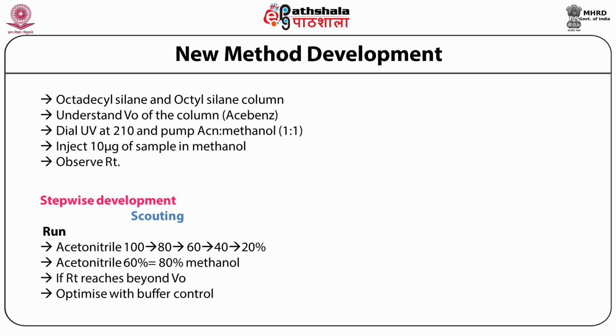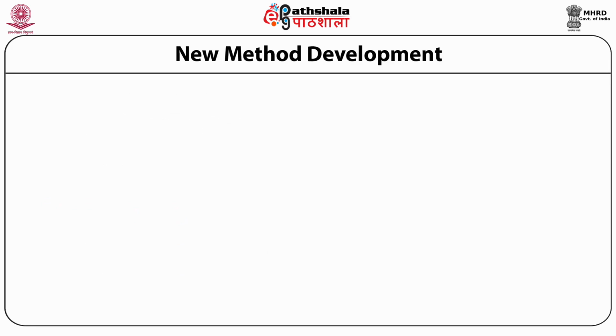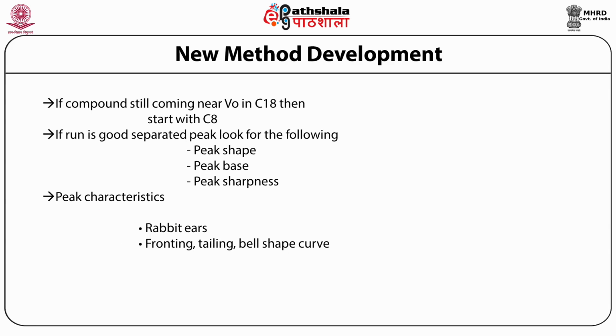That is very important. Otherwise, if the compound doesn't have any absorbance, you won't be able to find it in the chromatographic run. If RT reaches beyond void volume, I would start optimizing it. I would try to tune the pH to make the HPLC method work. If the compound is still coming near void volume in C18, then I would change the column to C8. If the run is good, separated peak looks for the following: peak shape, peak base, and peak sharpness. All three characteristics I will look into.